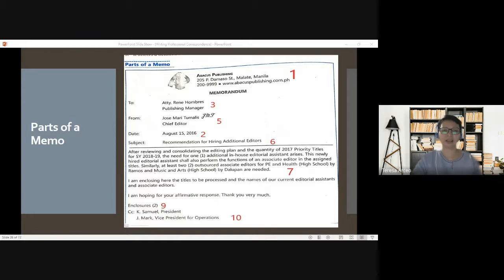Next, we have the copy notation, which indicates the names of the secondary recipients of the letter. It is indicated by CC.